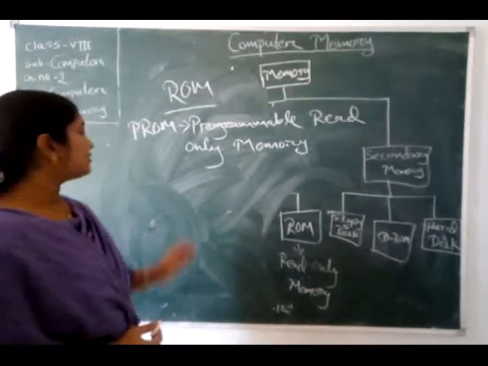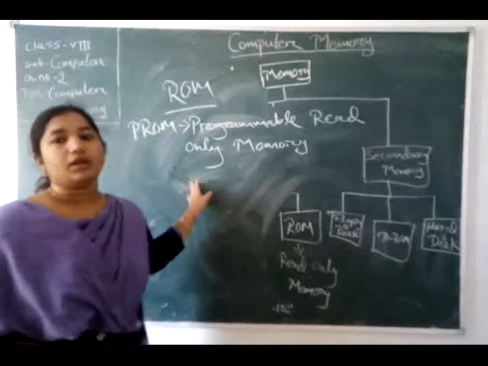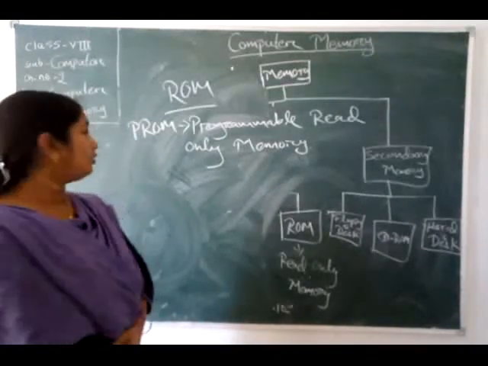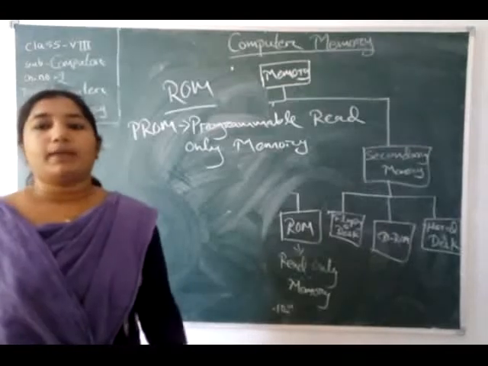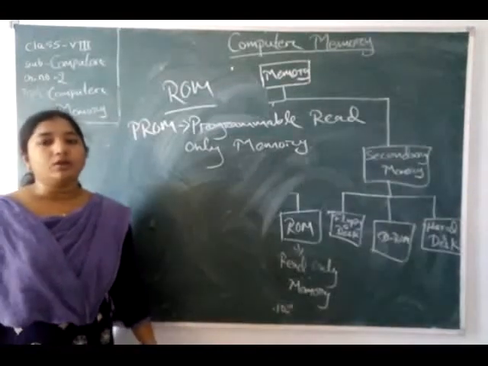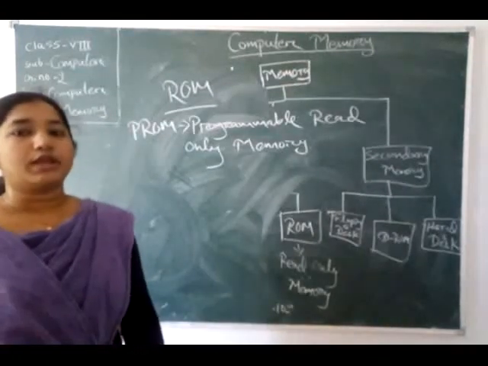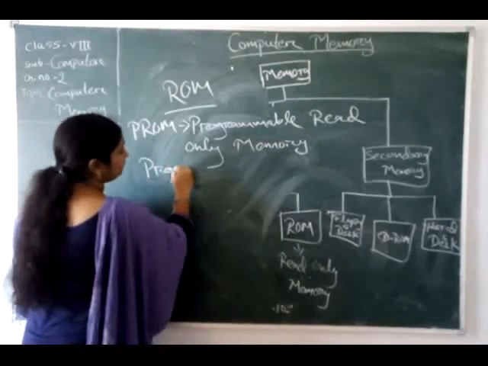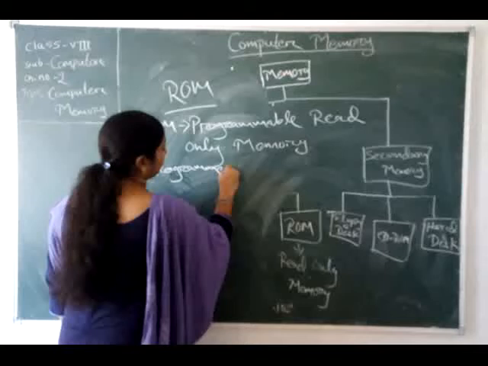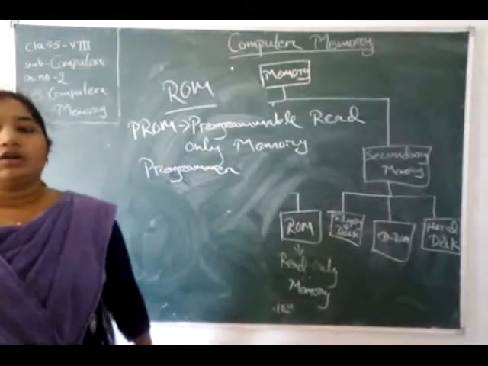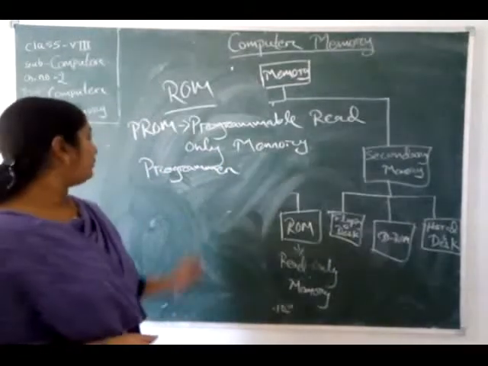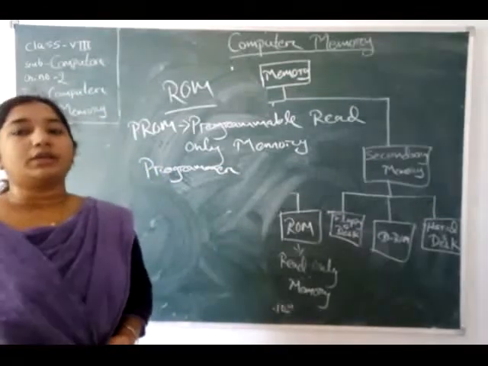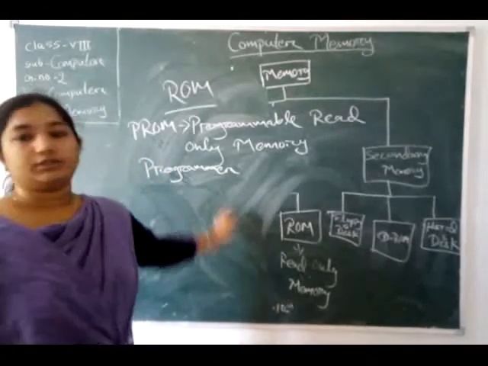Means it is also a non-volatile chip, and we cannot change it once it has been used. Blank PROM chips can be coded with the help of a tool known as a programmer. Means by the help of the programmer, we can code a blank programmable read-only memory.